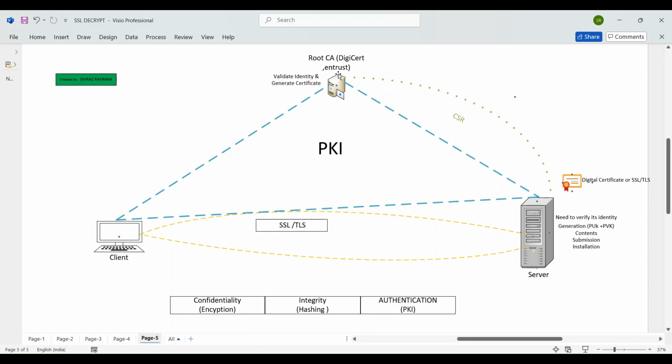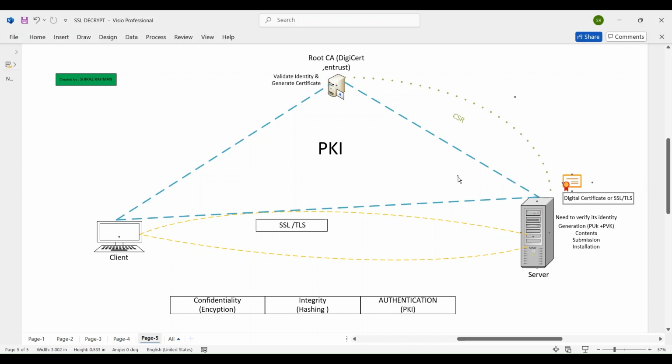Okay, so once the root CA validates the identity of the server and generates the certificate, it will be signed by the private key of the root CA. Then it will be sent back to the server, and the server will install it, right? So this is called a digital certificate. Once it is installed, then we have a digital certificate. So that is the role of the root CA.